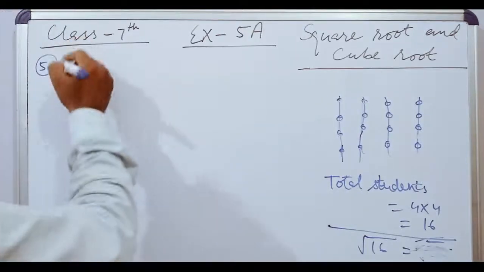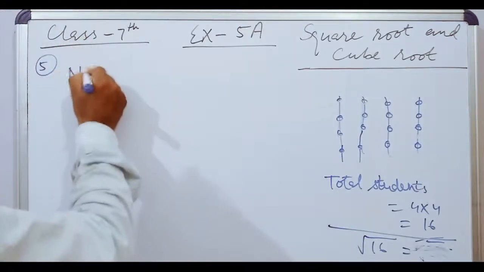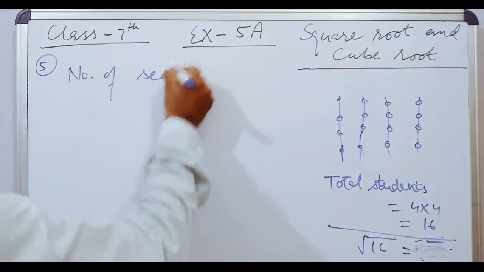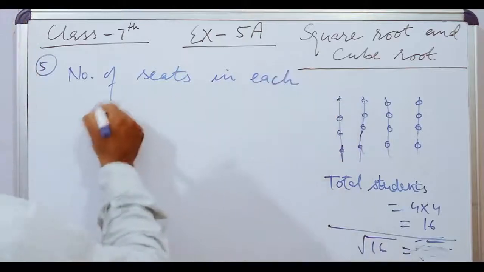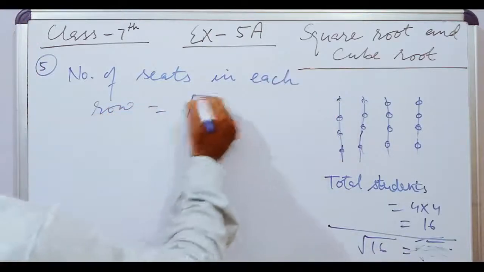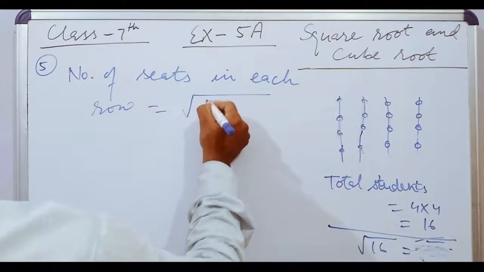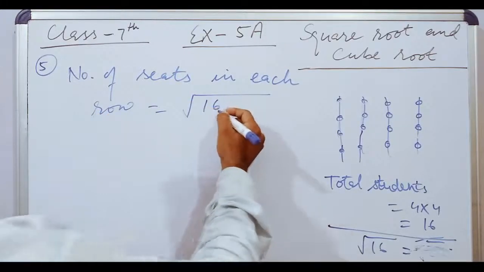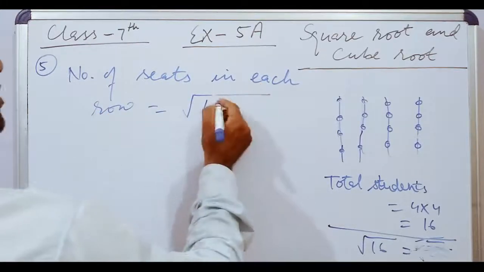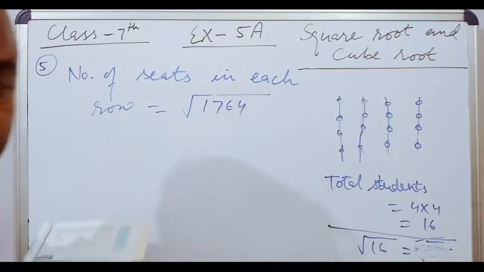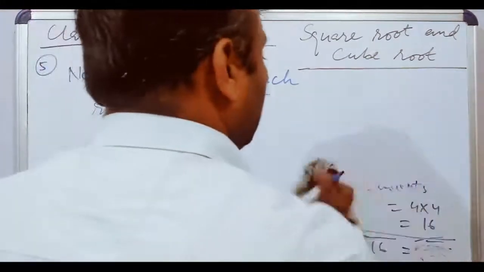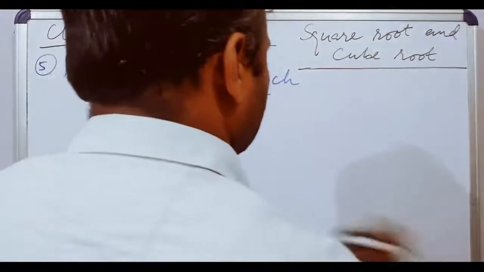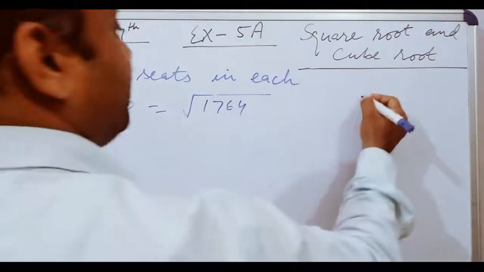So the number of seats in each row is equal to the square root of 1764. Now we'll find the square root of 1764 by the prime factorization method.